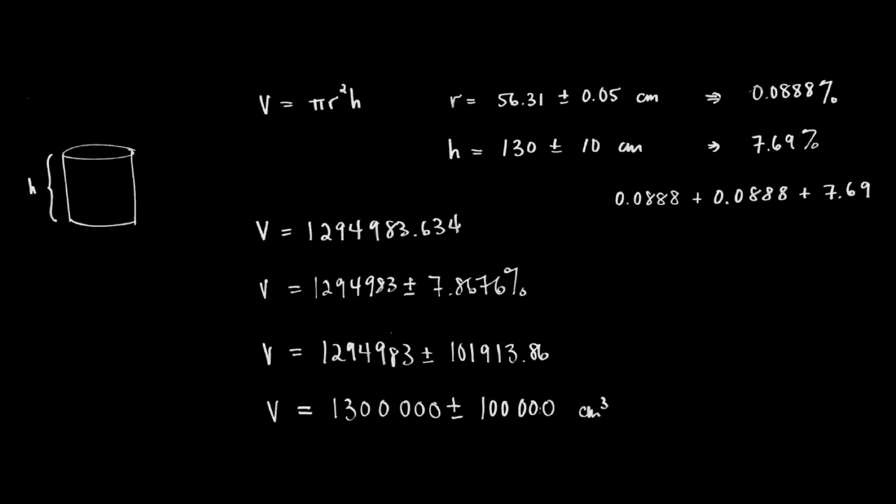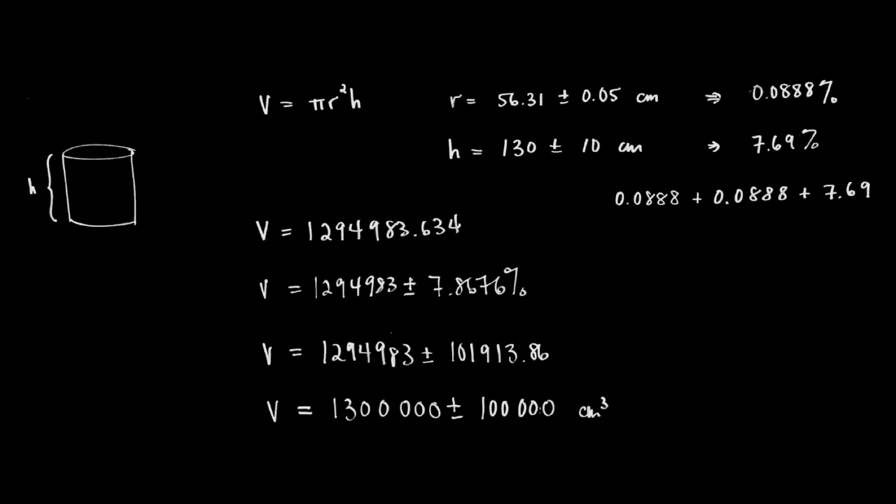So what I need to ask you to calculate for me is, what is 7.8676% of 1,294,938? That is 101,913.86, reportedly 7.8676% of 1,294,938. But I'm not done, because I know that I can't have this ridiculous number of significant figures in my answer.